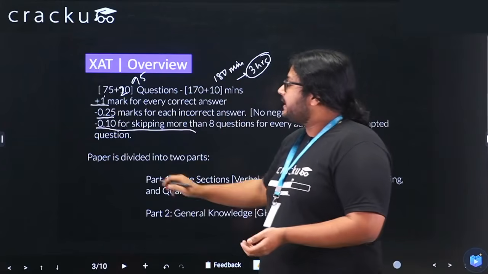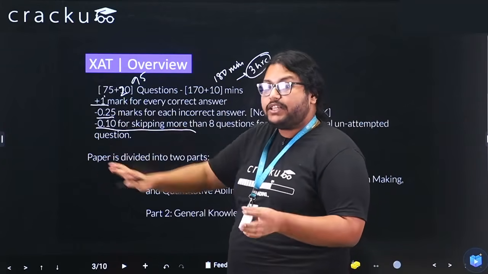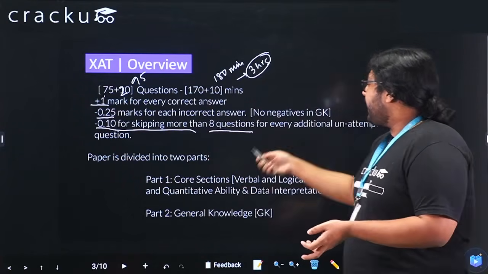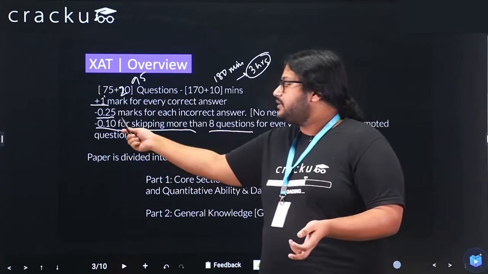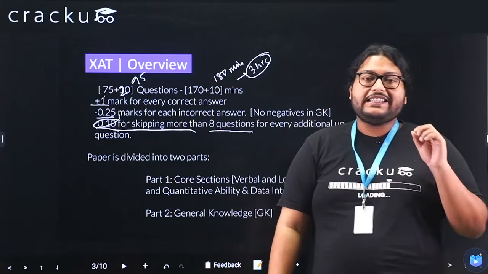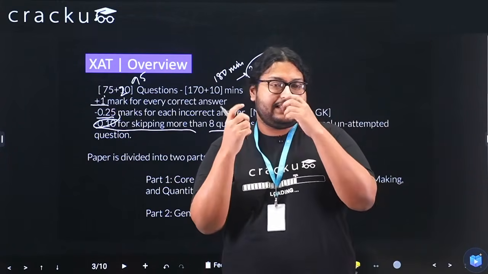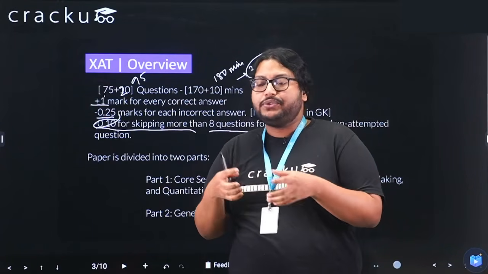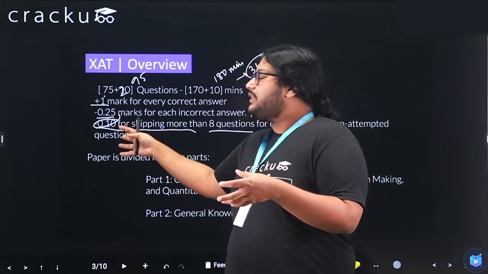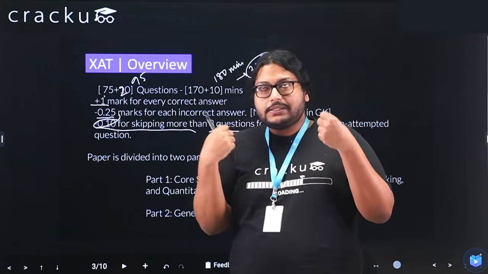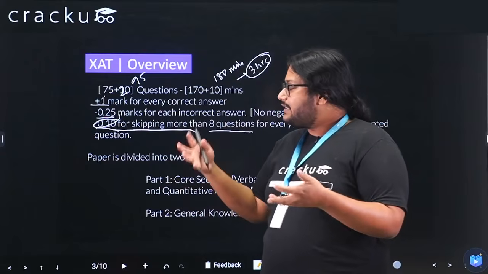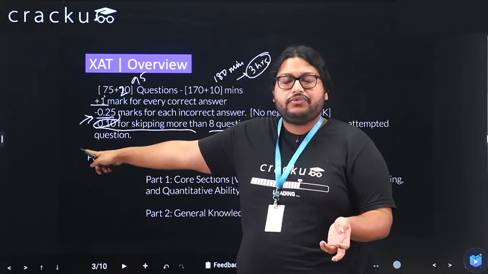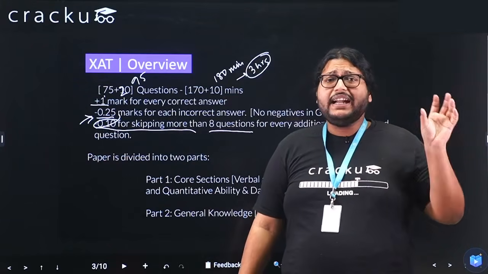The XAT split goes something like this. For every correct answer, you get a +1. For every incorrect answer, you get a minus 0.25. And for skipping more than 8 questions, every additional unattempted question will get you a minus 0.10. So it becomes very important to keep that in mind. We don't skip a lot, but that also doesn't mean we have to attempt everything to avoid these marks. If you blindly attempt every question, there's a big chance you will get them wrong, and instead of that 0.10, you will be incurring a 0.25 negative. That is something we don't want to do.